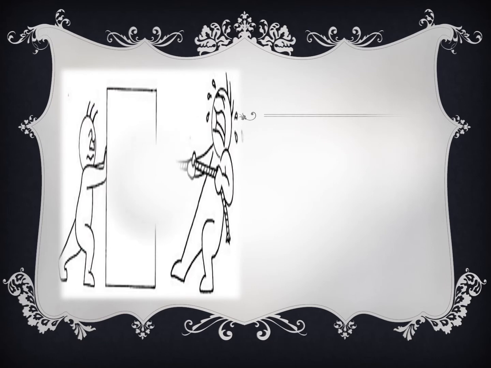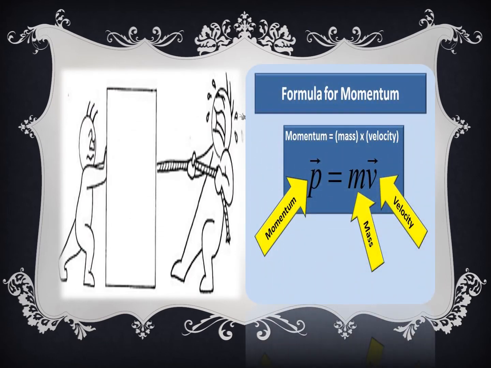Now, let us see further. We know the formula of momentum, which is given by mass into velocity, that we had already learned in our previous lecture, that is P = m × v.